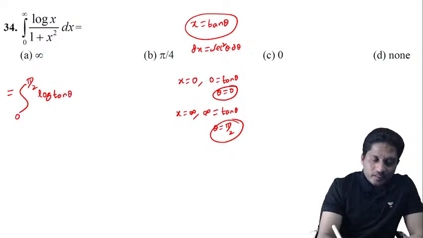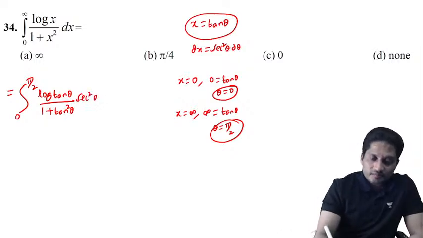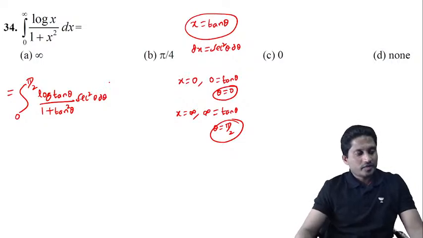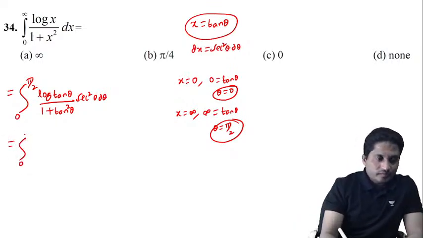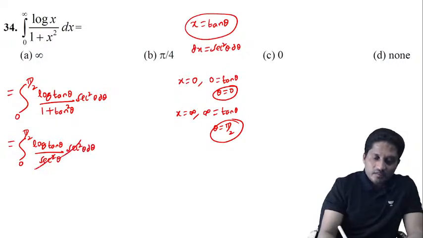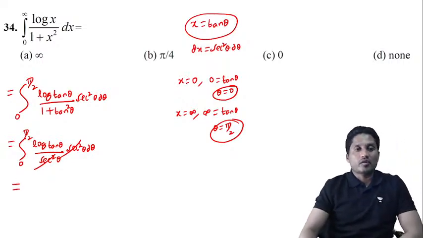This is log of tan theta divided by 1 plus tan square theta, and dx is equal to sec square theta d theta. Now we'll simplify this, guys. This becomes integration 0 to pi by 2 of log of tan theta divided by 1 plus tan square theta, which is sec square theta, into sec square theta d theta. This will cancel, and we have done this in today's class as well. 0 to pi by 2 log of tan theta d theta.